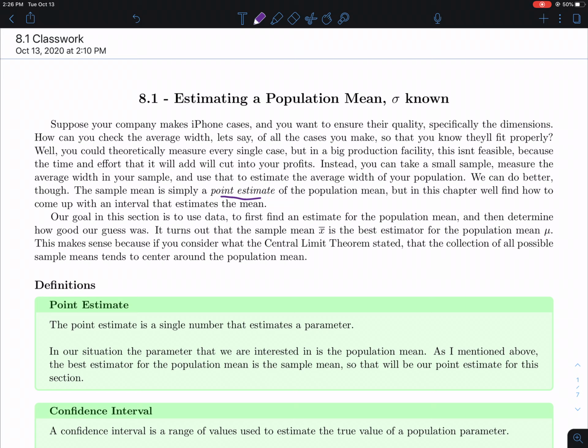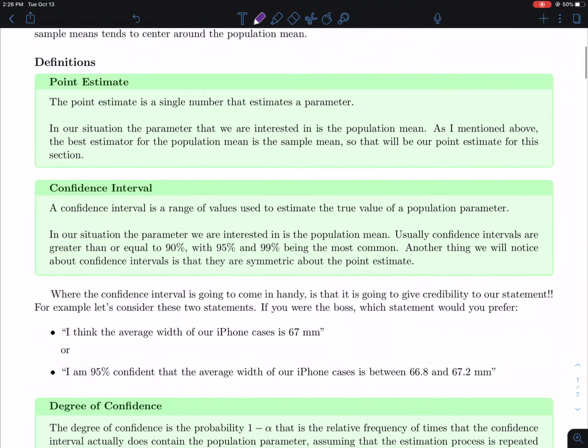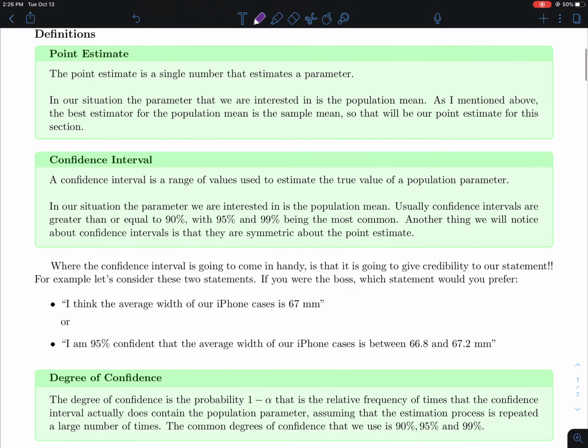Ultimately, the little example at the beginning talked about iPhone cases and how feasible it would be to measure them. It would be tricky. But if we could get some kind of confidence, like 95% confidence, that the population mean is between two values, then that gives us something to work with, something we can kind of write home about.